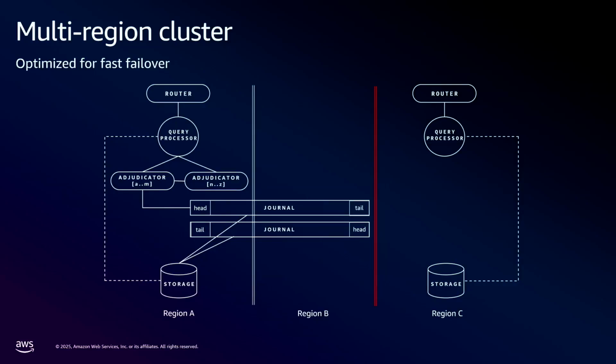Also, Aurora DSQL is optimized for fast failovers. Let's see what happens in case of a network partition. In this example, we are assuming that you are not able to reach region C for some reason, right? What happens? How does it behave then? So the first thing it is going to do is that journal is going to stop replicating to the failed region.